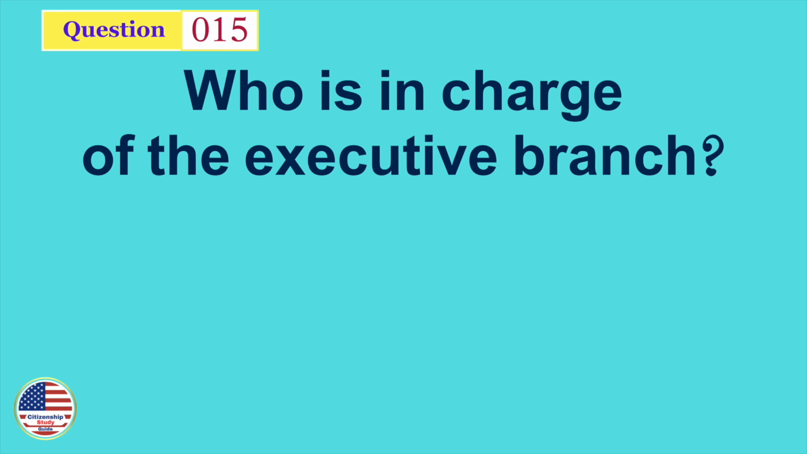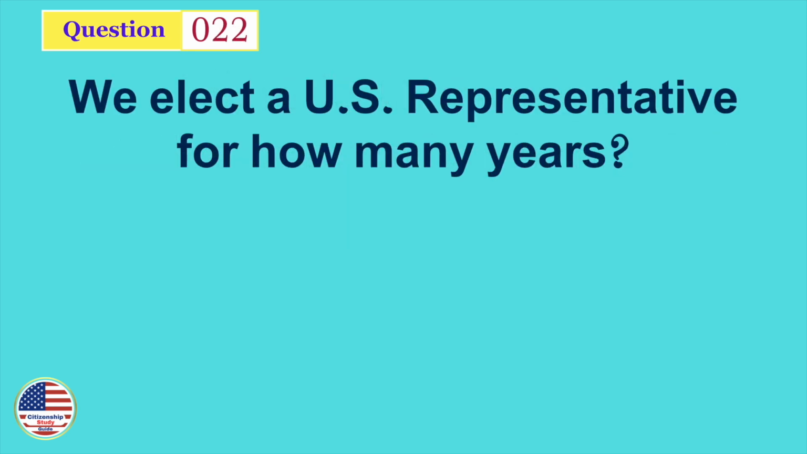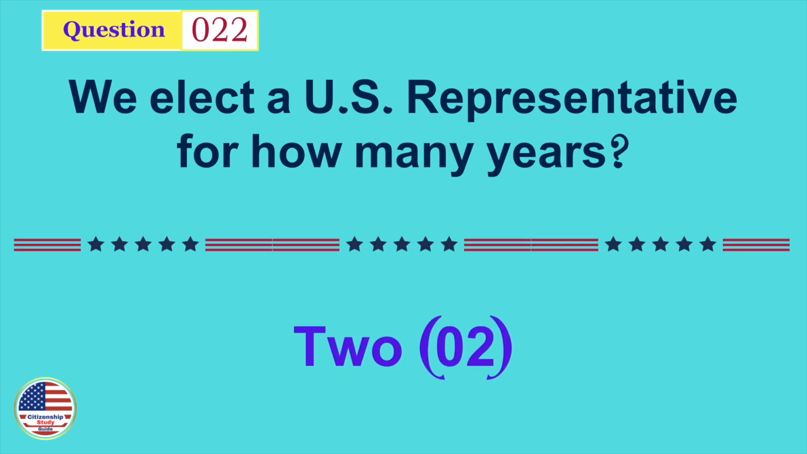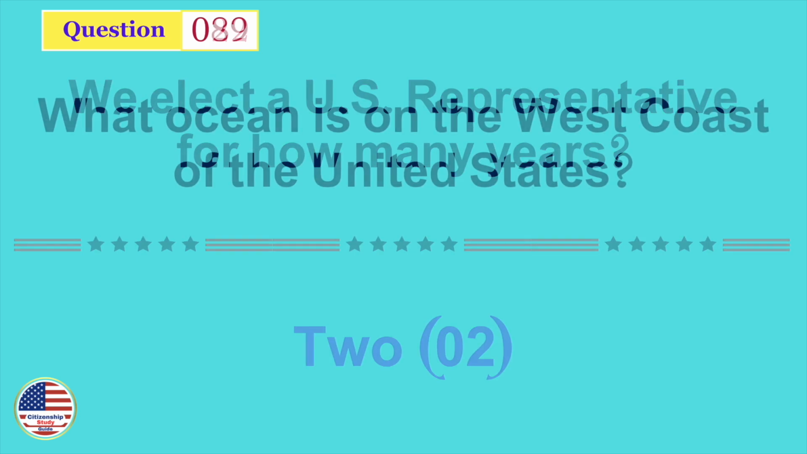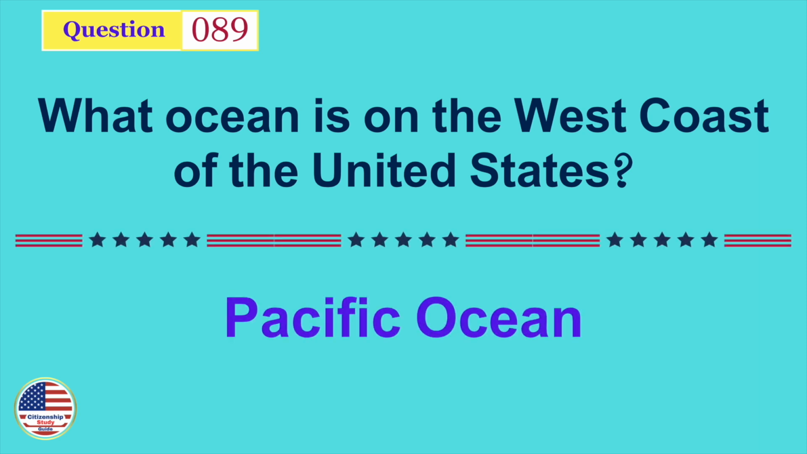Who is in charge of the executive branch? The President. We elect a U.S. representative for how many years? Two. What ocean is on the west coast of the United States? Pacific Ocean.